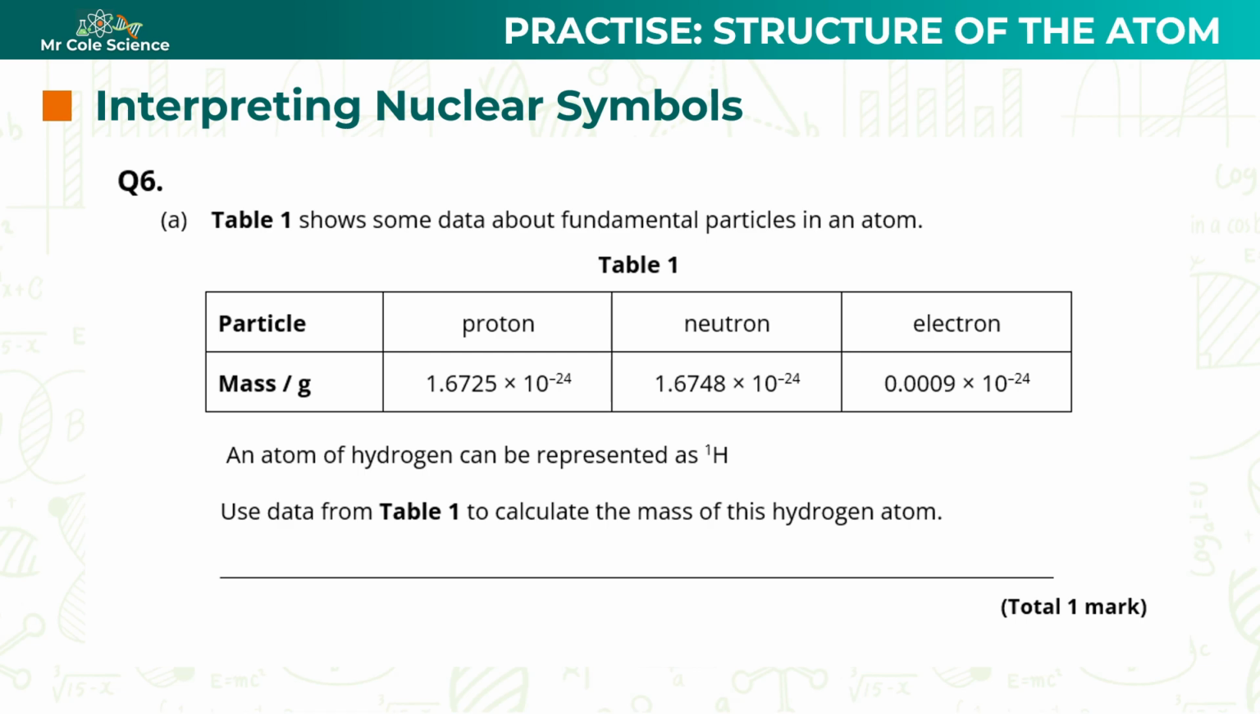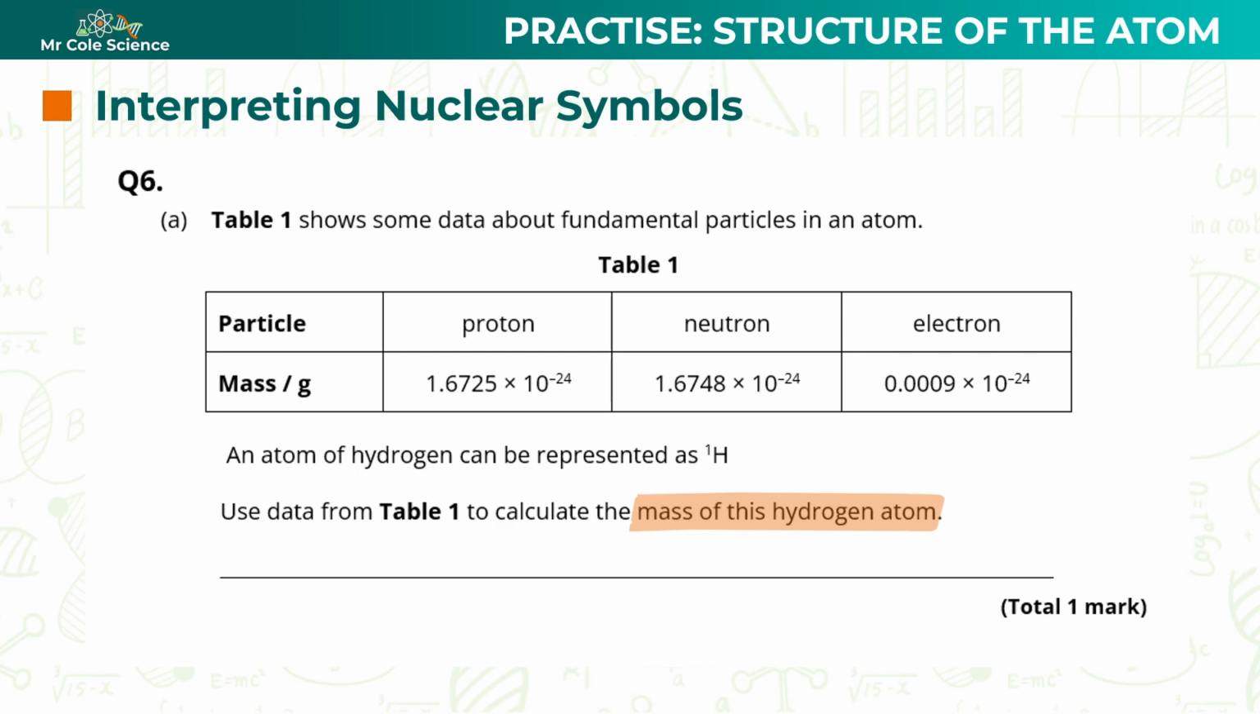Now, this is a bit of a hint. It's telling us not to ignore the mass of any electrons like we typically do when we're dealing with relative masses. We're then given the nuclear symbol for a hydrogen atom and asked to calculate the mass of the hydrogen atom. So firstly, we need to know the numbers of each subatomic particle.